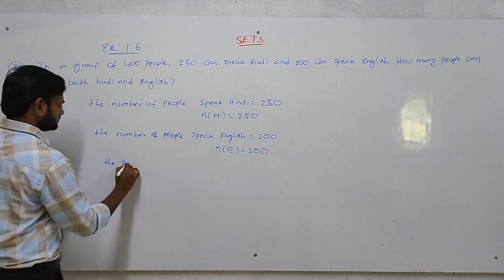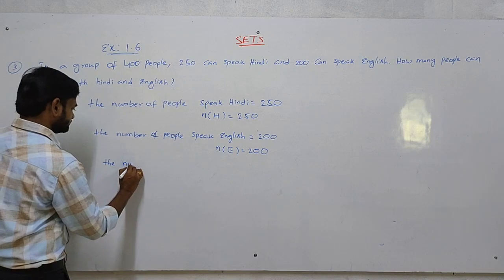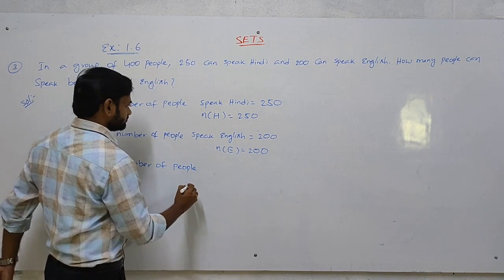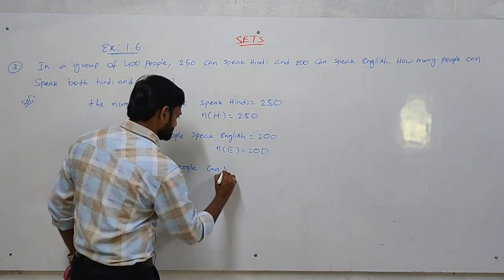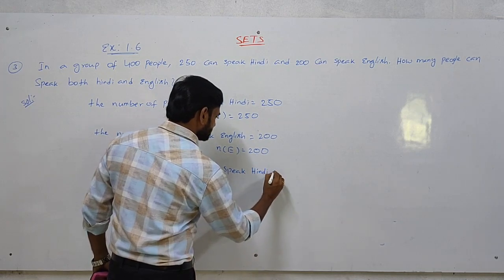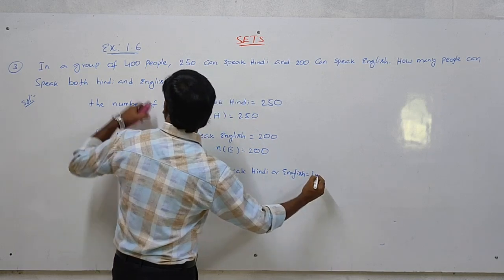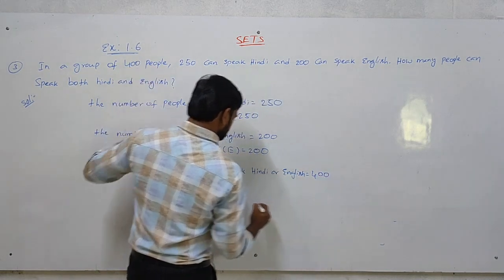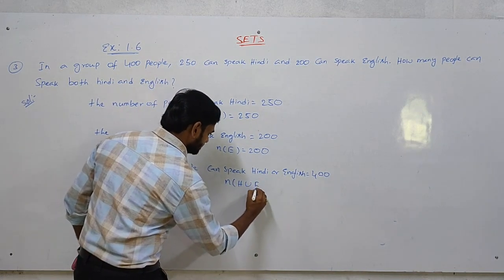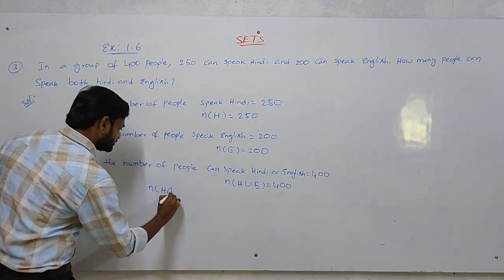The number of people who can speak Hindi or English is equal to how much? 400. So n of H union E is equal to 400. Now we have to find n of H intersection E.